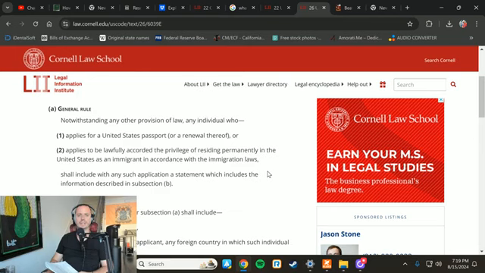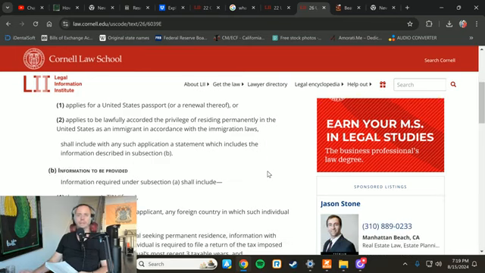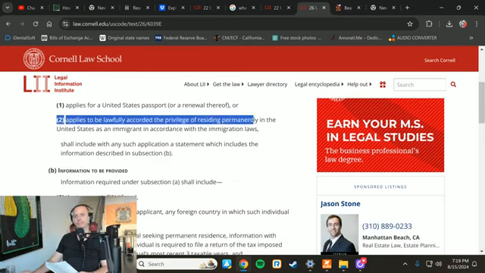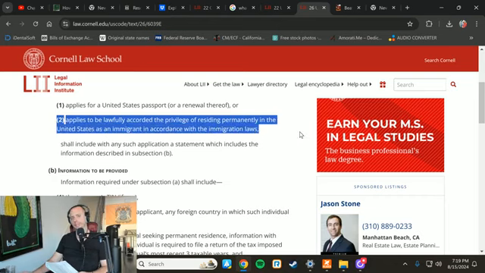Information regarding resident status applies to be lawfully accorded the privilege of residing permanently in the United States, which is hilarious. That's not a privilege. That's a prison sentence. So that's pretty funny, the way that they put that in there. It's based off the 14th Amendment. Again, privileges and immunities, right? The only right that a released slave from the Civil War era has is to reside in the District of Columbia. That's where the wording of this comes from, right?